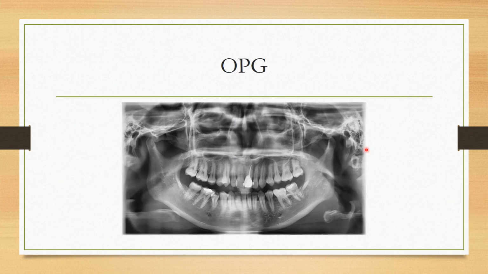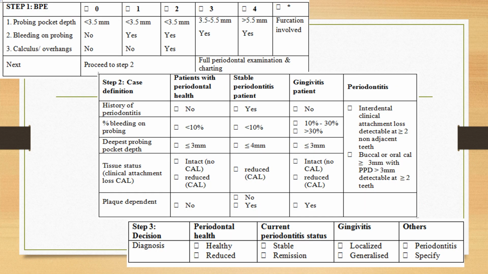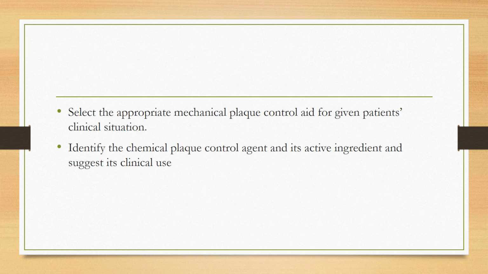So BPE score has been given. OPG also we have given, and this is the diagnosis chart. You have to write down the findings and come to the diagnosis. Select the appropriate mechanical plaque control agent and chemical control agent.